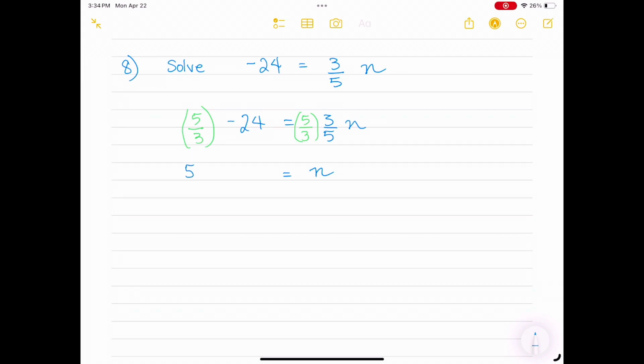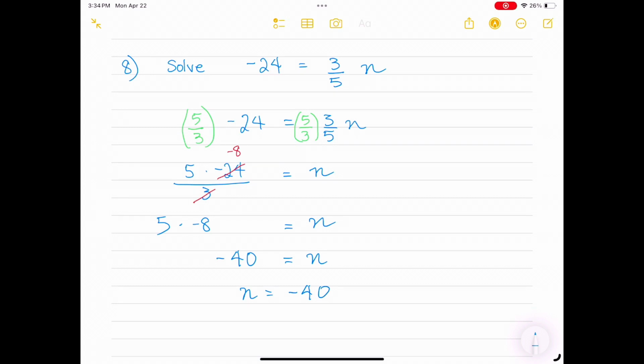I start by simplifying. Negative 24 divided by 3 equals negative 8, leaving negative 8 in the numerator to multiply with 5. So now I have 5 times negative 8 on the left-hand side of the equation, and on the right-hand side we have n by itself. 5 times negative 8 equals negative 40. So now we have negative 40 equals n.